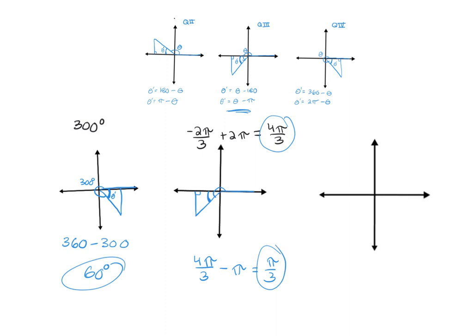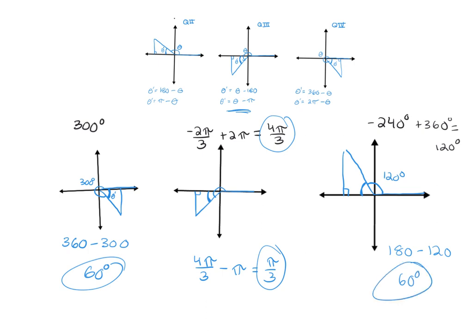Okay, now let's do another degree, 240 degrees. Let's find a coterminal angle so it's positive. Let's add 360. So that equals 120 degrees. Let's graph that. 120 degrees would be here. So this would be the reference angle. I'm in quadrant 2, and in quadrant 2, you do 180 minus theta, so 60 degrees again.